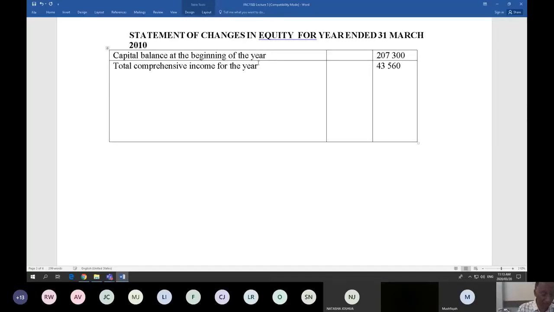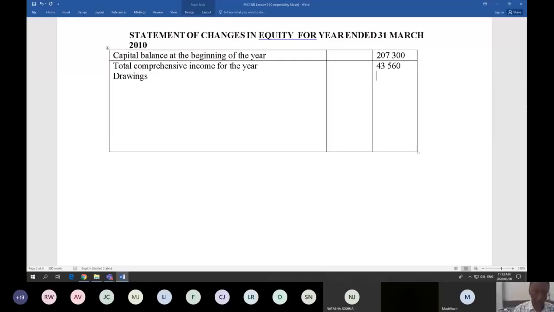The drawings for the year will decrease the equity. So go to your drawings in your trial balance, and the drawings for the year amounted to 23,000 Rand, which will decrease your equity. And your final answer for this statement of changes in equity is called capital. The balance at the end of the year.